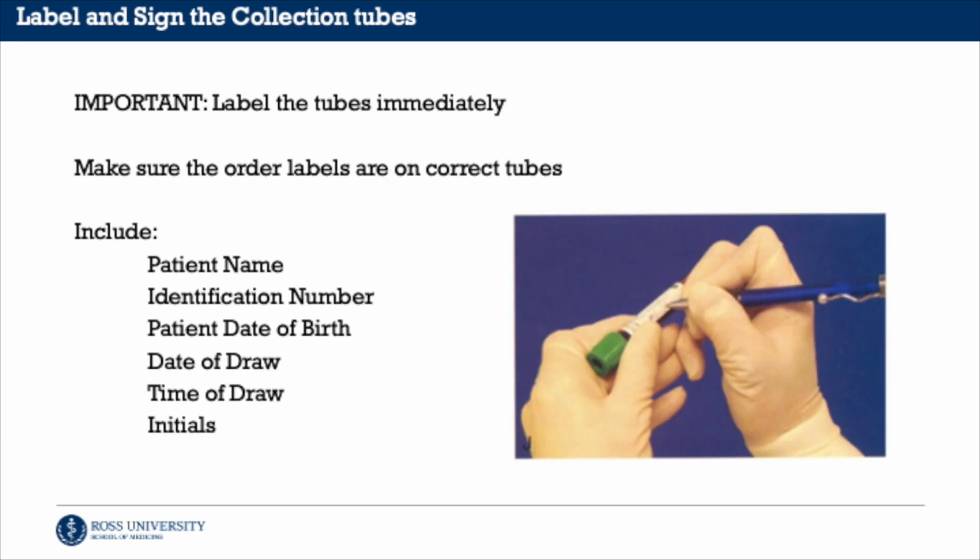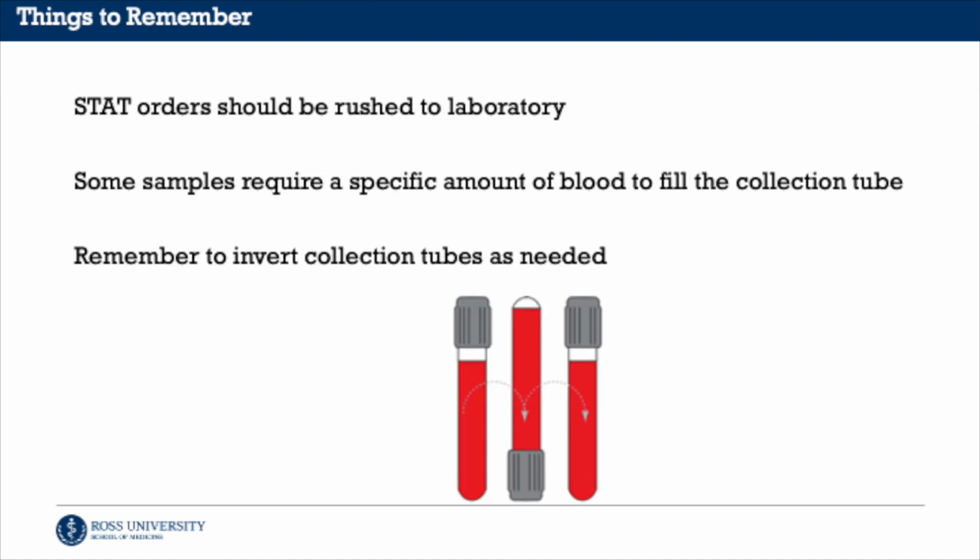It is important to label the tubes immediately. Make sure the order labels are on the correct tube as well. They should include the patient name, identification number, their date of birth, date of draw, time of draw, and the initials of the person that drew. Some other things to remember: stat orders should be rushed to the laboratory. Some samples may require a specific amount of blood to fill the collection tube, and also remember to invert the collection tubes as needed.